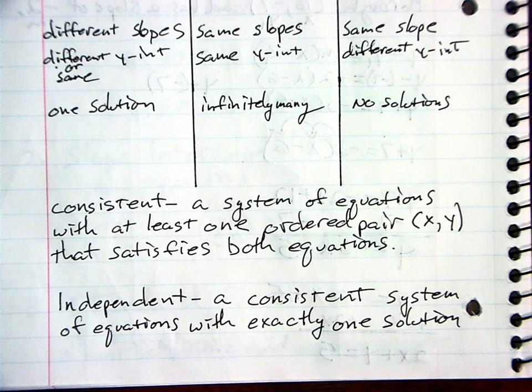And this is the first 6 problems of your homework. Want to know if it's consistent. What's the opposite of consistent? Inconsistent. And what's the opposite of independent? Dependent. So that's what your first 6 problems of your homework are going to ask, and we're going to do some examples in a minute. But before we do that, let's look at this one here.